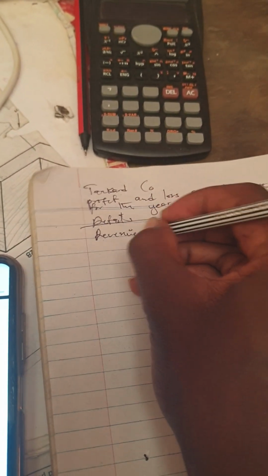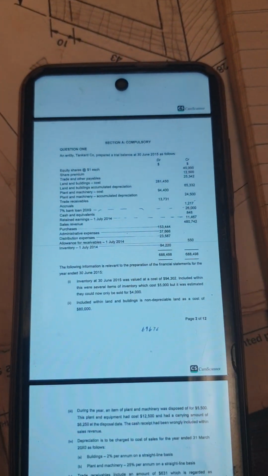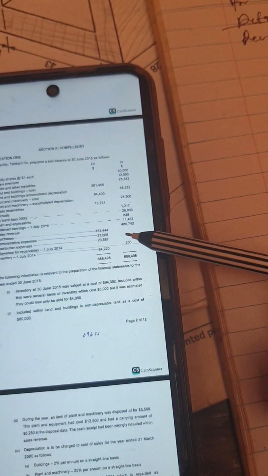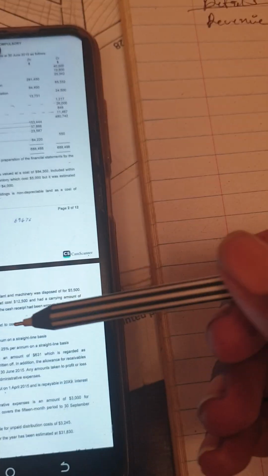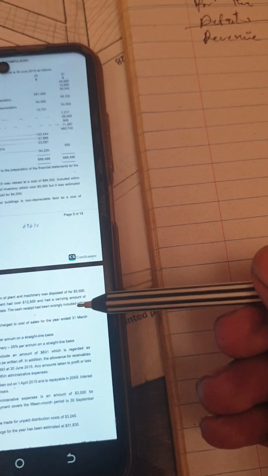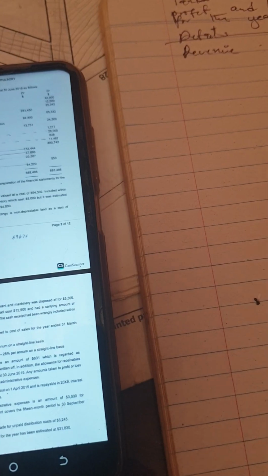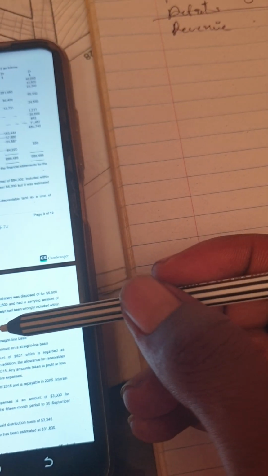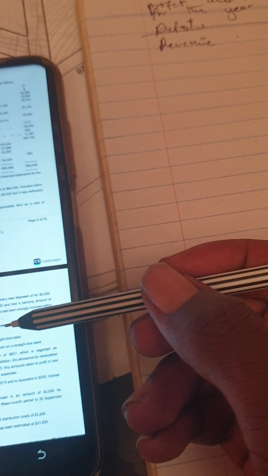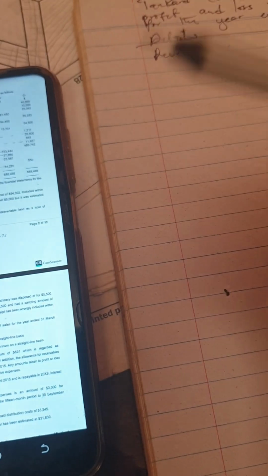First things first, we're going to start with our revenue, which is sales. According to the question, sales revenue was 487.42. But then on the third adjustment, the question is saying during the year an item of plant and machinery was disposed of for 5,500. This plant and equipment had cost $12,500 and had a carrying value of $6,250 at the disposal date. The cash receipts have been wrongly included within the sales revenue.